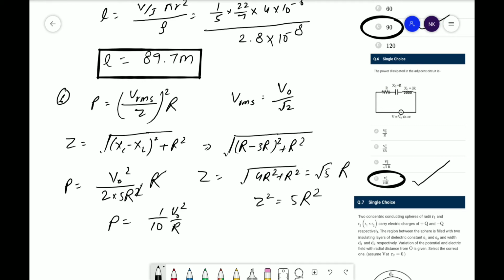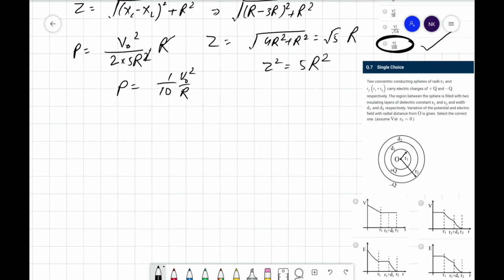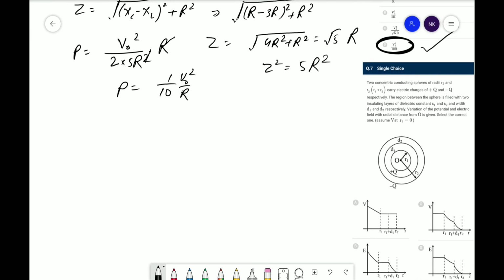Okay. What is the next question? In the next question we have two concentric conducting spheres of radii R1 and R2, where R2 is greater than R1, carrying electric charges of plus Q and minus Q.